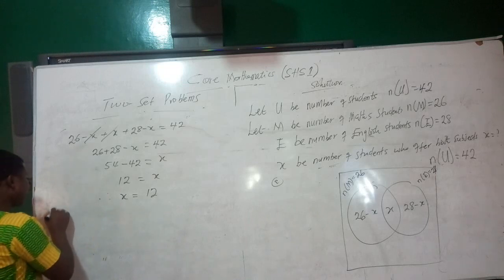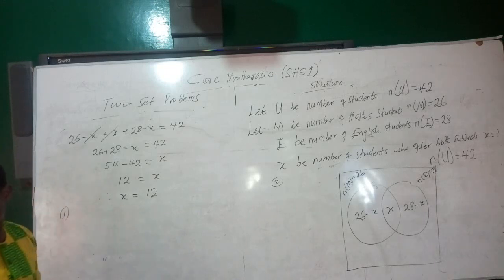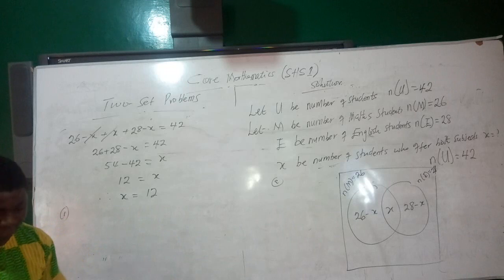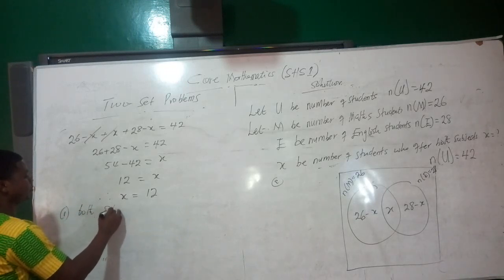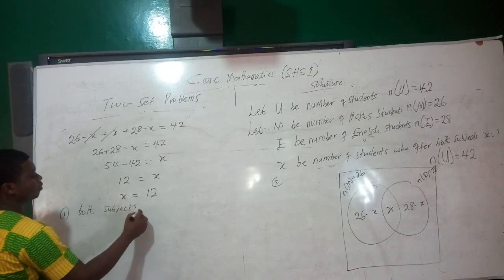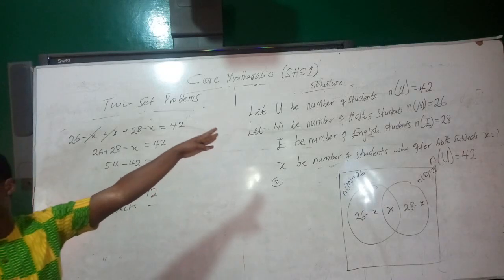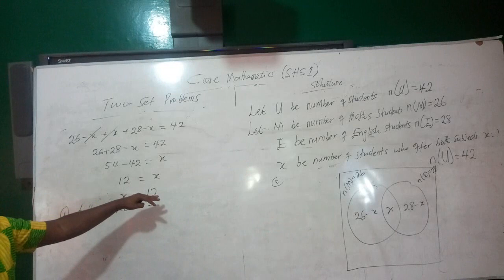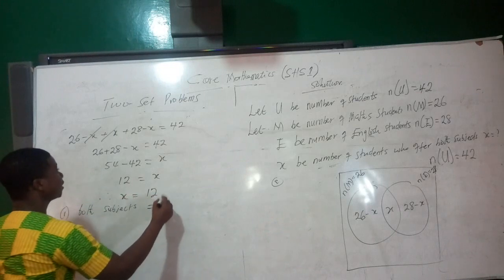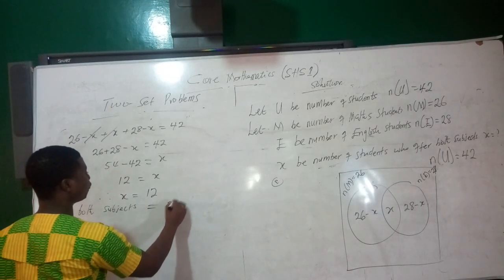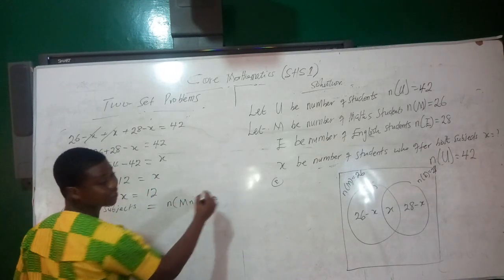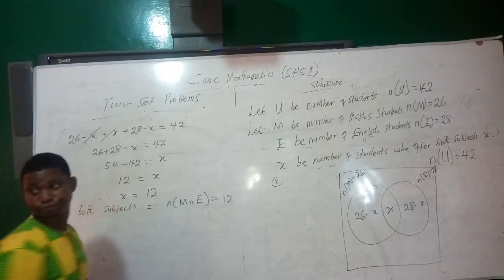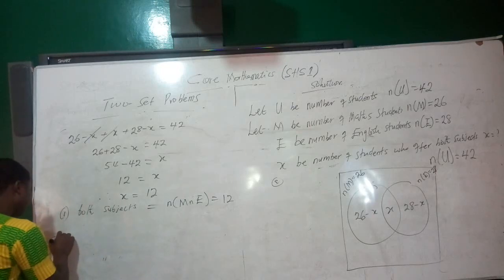He said B, I. They are saying we should find those who offer both subjects. Both subjects, from our data that we wrote there, should be x. And x is what? 12. So that becomes n of M intersection E, and that is 12.